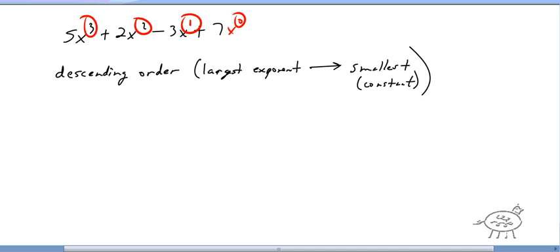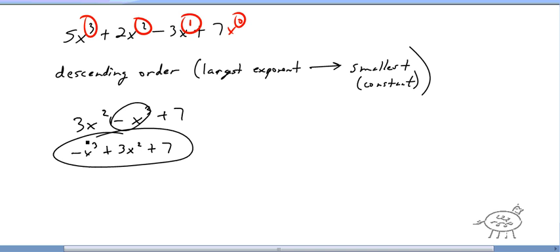Alright, so if I give you 3x squared minus x cubed plus 7. Okay, the thing you also have to remember is that that negative belongs to that x cubed. So make sure any sign before it always belongs to the term after it. So I want to put it in descending order from largest exponent to smallest. So it's going to be negative x cubed plus 3x squared plus 7. That's it. Okay, it's pretty easy.